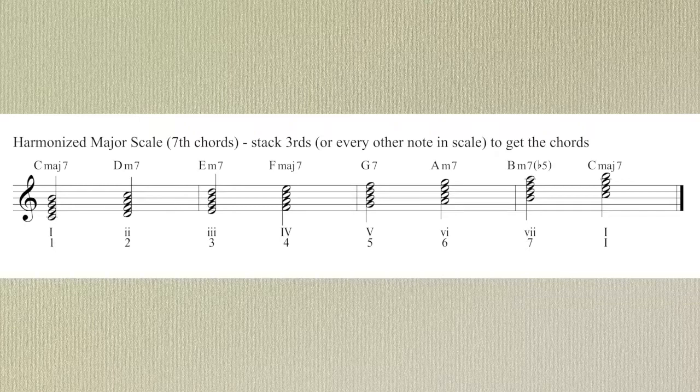So in this case it's G7, and those are going to sound like this: C major 7, D minor 7, E minor 7, F major 7, G7, A minor 7, B minor 7 flat 5, C major 7.